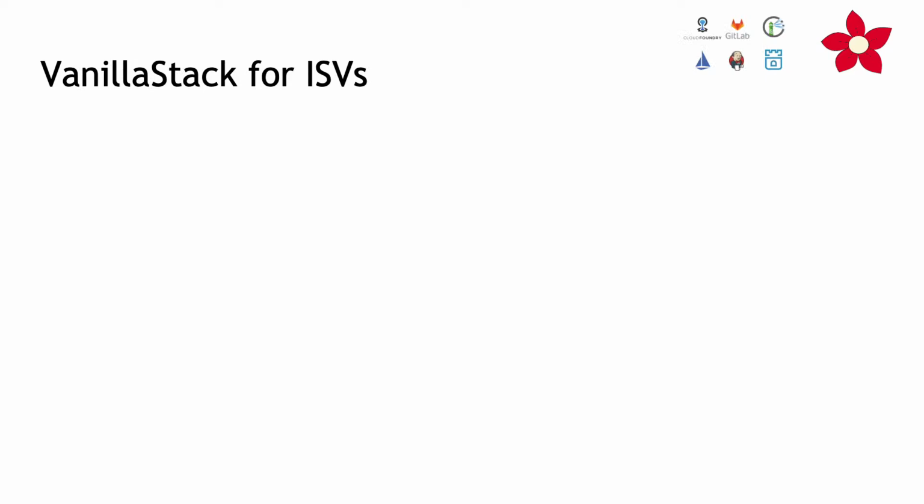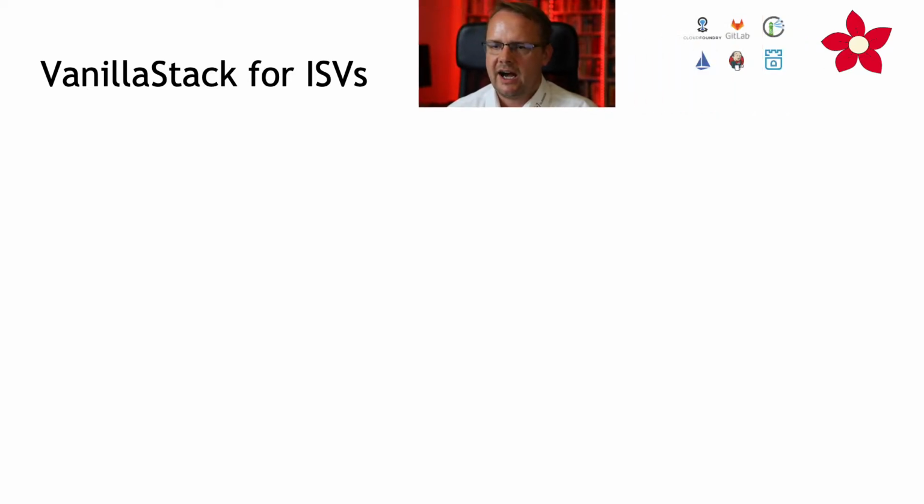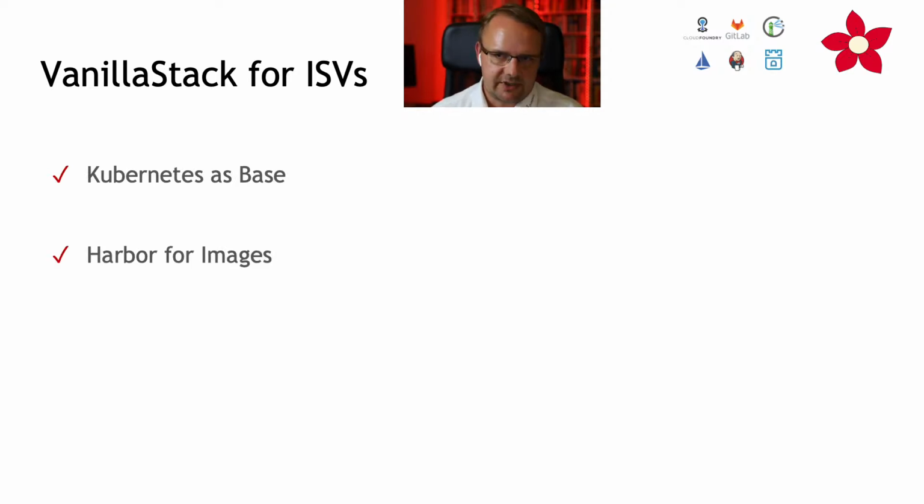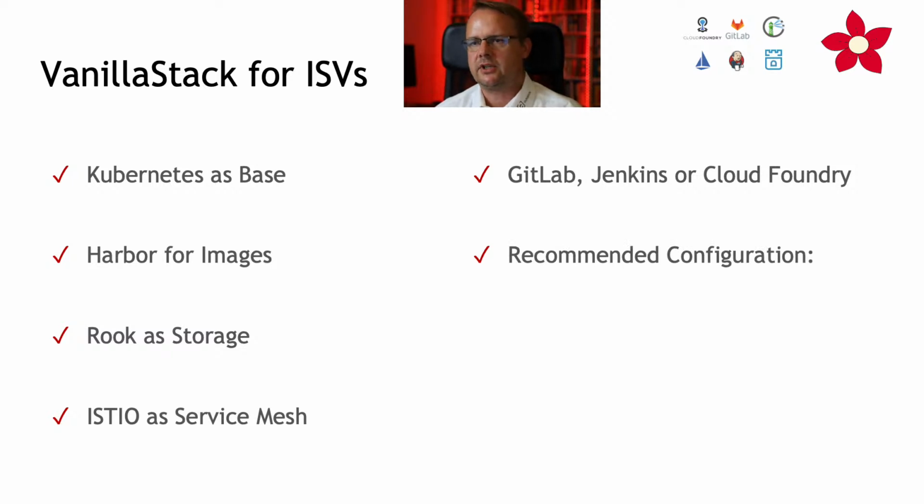If you happen to be a little bit more on the software development side of things, we can provide you with a very simplistic approach on how to set those things up. So VanillaStack for ISVs would consist of Kubernetes as a base. You would use Harbor for your images, and you've just seen it, I just started to roll it out. You would use Rook as storage, you would use Istio as service mesh, and then roll out GitLab, Jenkins or Cloud Foundry to your needs. Everything is included inside of Vanilla Installer and or Vanilla Store.